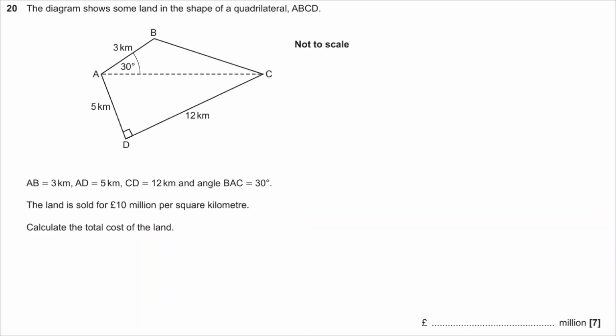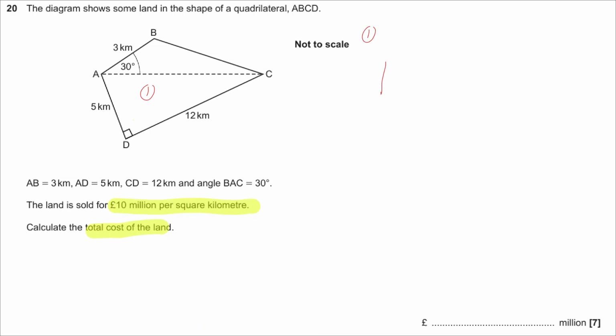Now, because it tells you it's 10 million per square kilometre, it's an area question. You want to find the area of both of these triangles, and then you can work out the cost of the total of the land. So let's go and consider, first of all, the area of triangle 1, because that will be a little bit simpler to do.